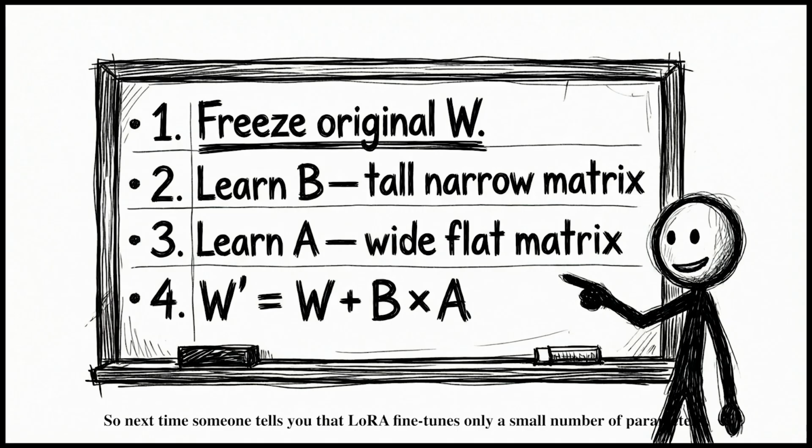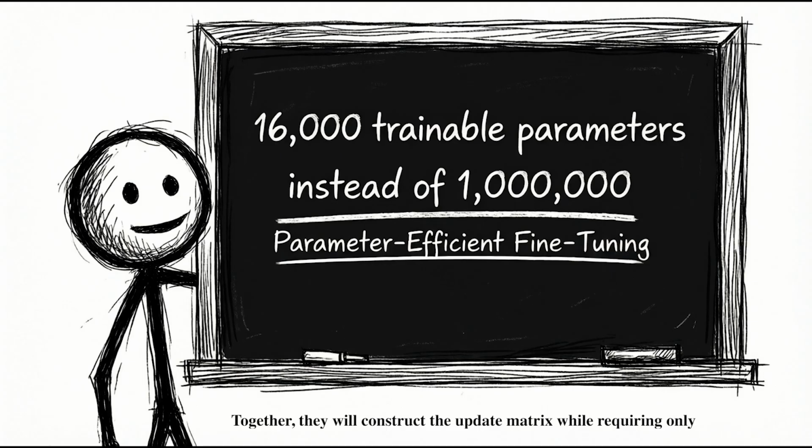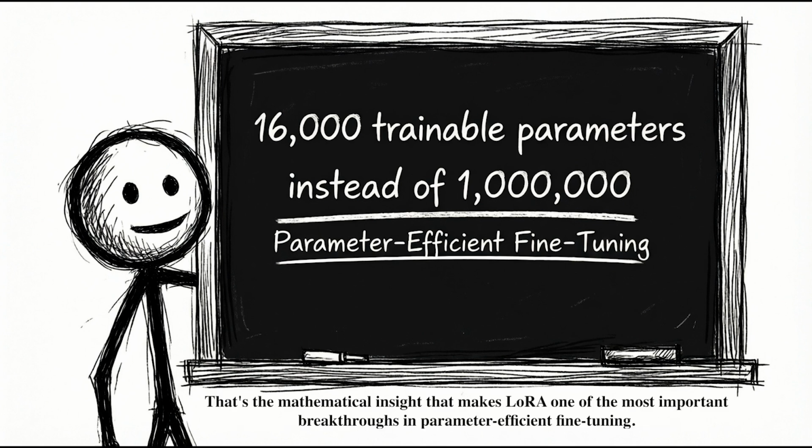So next time someone tells you that LoRA fine-tunes only a small number of parameters, you know exactly what they mean. Instead of updating an entire 1 million parameter weight matrix, LoRA freezes the original weights and learns two much smaller matrices. One with dimension 1000 by 8 and another with dimension 8 by 1000. Together, they reconstruct the update matrix while requiring only 16,000 trainable parameters instead of 1 million. That's the mathematical insight that makes LoRA one of the most important breakthroughs in parameter efficient fine-tuning.